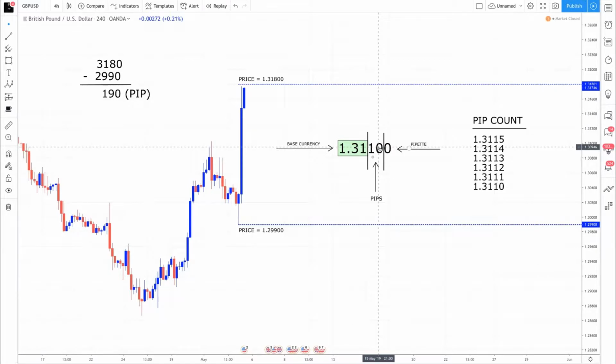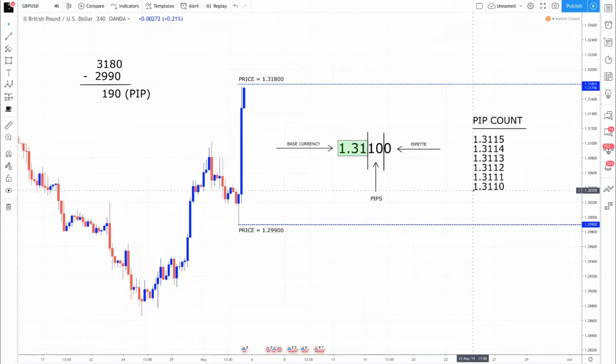Every single time this unit of measure changes by 1 decimal, the pip count is either going up or the pip count is coming down. In this example, we can see that the Great British Pound to the US dollar started at 1.29900 and risen to 1.31800. Before we get into that, let's take a look at the pip count happening in between.